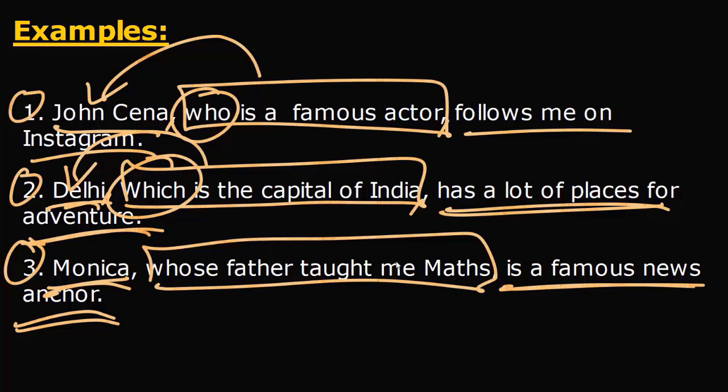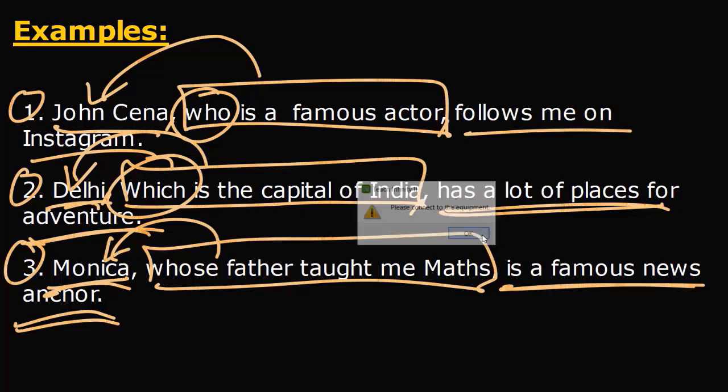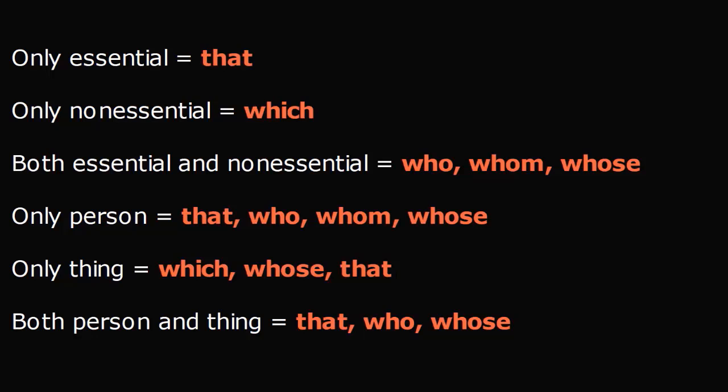Whose father taught me maths is giving information about the noun Monica, but since Monica is a proper noun, the information is non-essential. It is non-restrictive, all right? And that is why we have commas before and after it, right? Whose is used to refer to the possession of a noun, right? So it's referring to the father of Monica. Okay. Now, some important things you have to keep in mind, right?